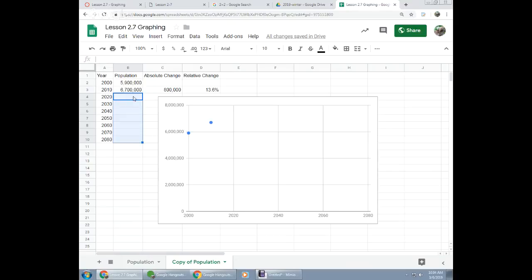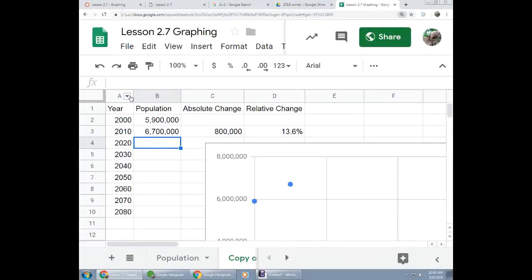So instead of using absolute change, I want to see what happens if I use relative change. Now, for the relative change to work right, I want to not use the 13.6%, but I want to consider it 113.6% to make it a multiplier. So the way we'll do that is in cell B4, zoom in again, I'm going to type equals, and I'm going to click on the previous number. So I'm going to get cell B3, and I'm going to multiply it by 113%. So to do that, I'm going to call it 1.136. I'm going to hit enter.